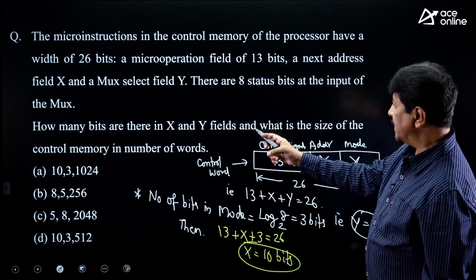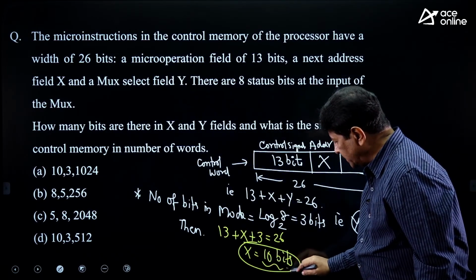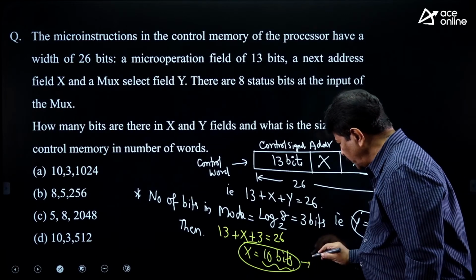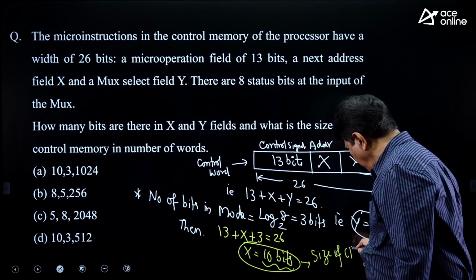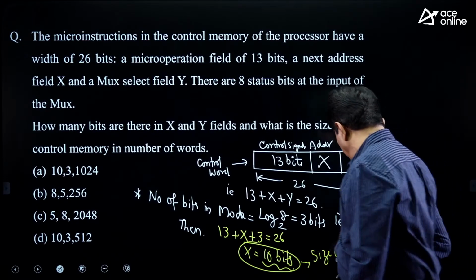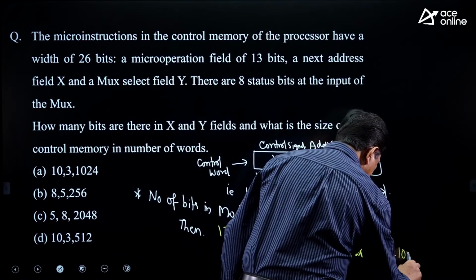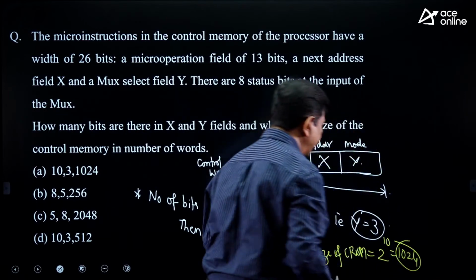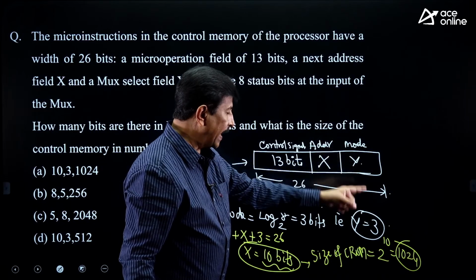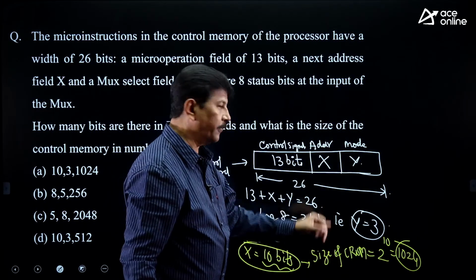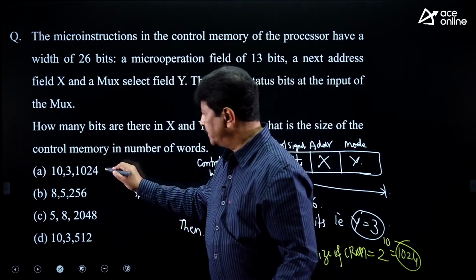And one more thing he is asking: what is the size of the control memory? As it contains 10 address lines, that is the reason the size of the control ROM is 2 power 10. So the final answer is X equal to 10, Y equal to 3, and the final value is 1024. 10, 3, 1024, that is the right answer for this.